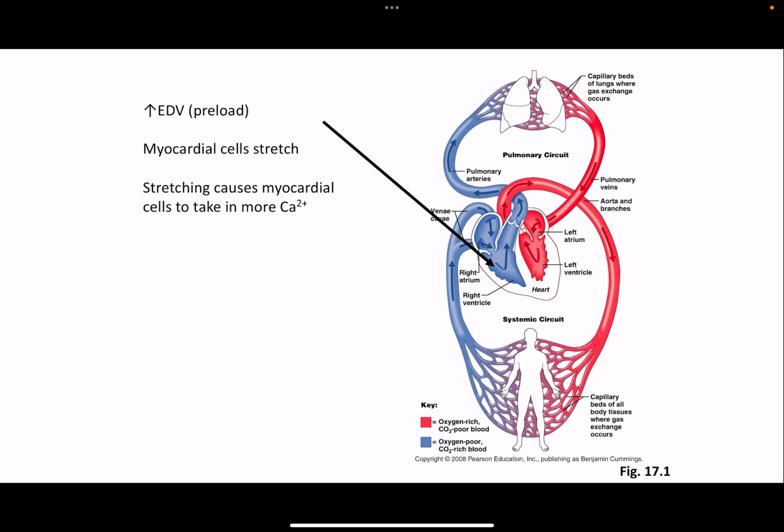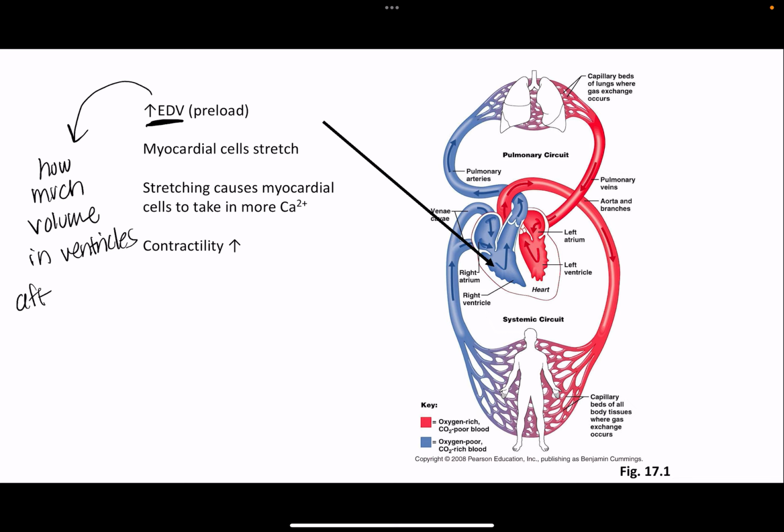So by increasing the amount of blood that you start off with, so your EDV is how much the ventricles have filled. Just how much volume in ventricles after diastole. So the more that we fill up the ventricles, the more those cells stretch, the more that they can bring in calcium, and the more that they can contract. So there's a saying for the heart that if you fill me up, I pump harder. So the more preload that you have, the more ejection that you can have.